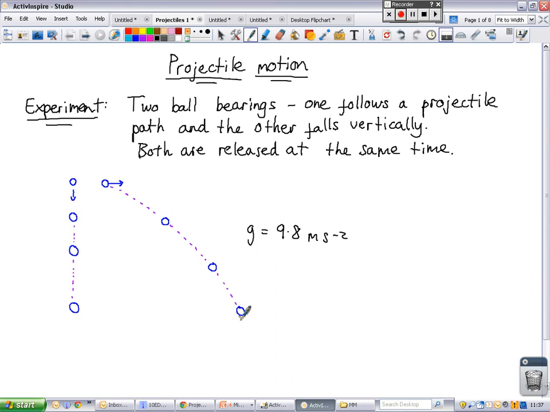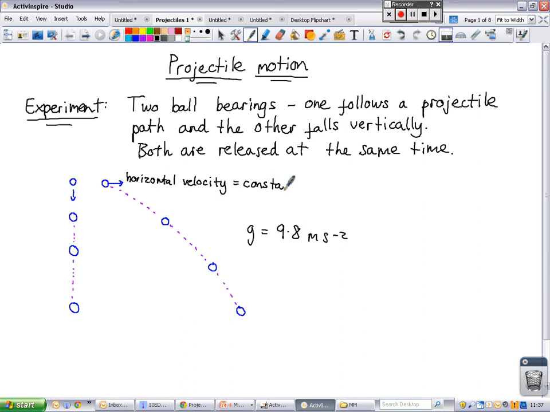But there must be something about this horizontal velocity that enables this ball to hit the ground at the same time as this ball, because we talked about such examples as if you drop a bullet and fire the gun at the same time, they'll both hit the ground at the same time. Obviously the one that you fire is going to be much further away from you, but they'll both hit the ground at the same time. So therefore this horizontal velocity must be constant in order for that to happen.